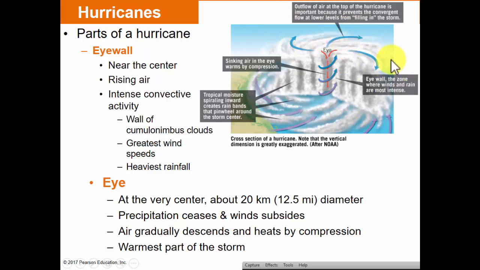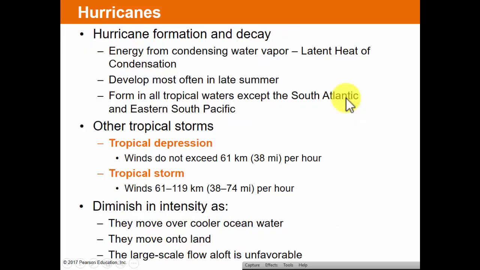If you don't have the outflow aloft, if you don't have this high pressure aloft, you're not going to get a good tropical cyclone. So they tend to be very vertically stacked. They go straight up and down. And the outflow aloft is very important, almost as important as the inflow at the surface. Again, as I said, the energy of a hurricane comes from the condensation of water vapor. That latent heat that's released from condensation gives them their energy. So they typically develop with warm, moist air, so basically in late summer. They form in all tropical waters, as I said, except the South Atlantic and the Eastern South Pacific.